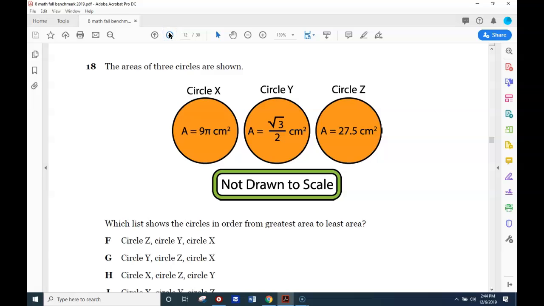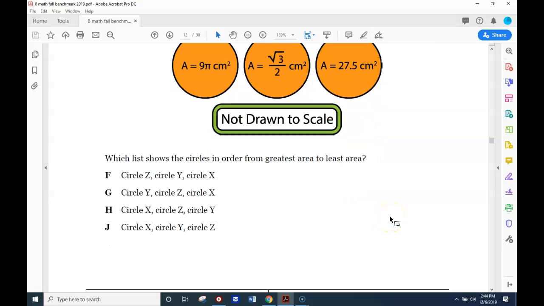Number 18. The areas of three circles are shown. Circle X, A equals 9 pi centimeters squared. Circle Y, A equals the square root of 3 over 2 centimeters squared. Circle Z, A equals 27.5 centimeters squared. Not drawn to scale. Which list shows the circles in order from greatest area to least area?